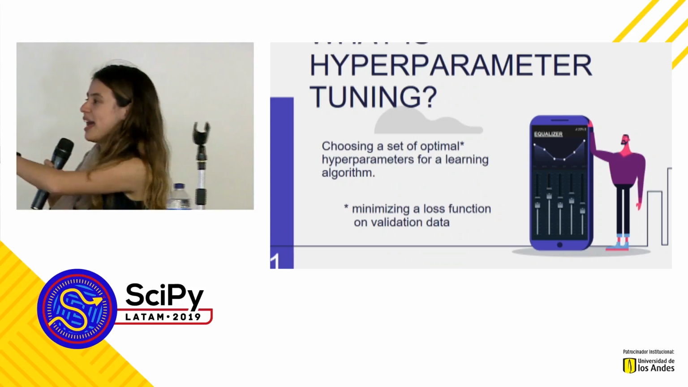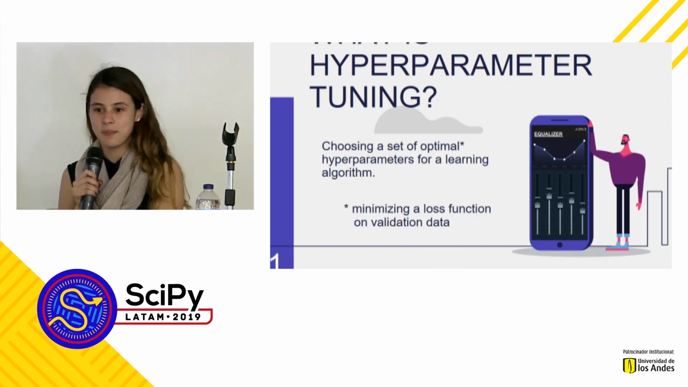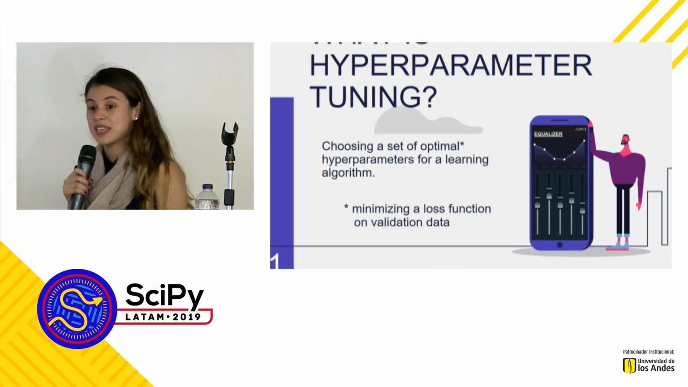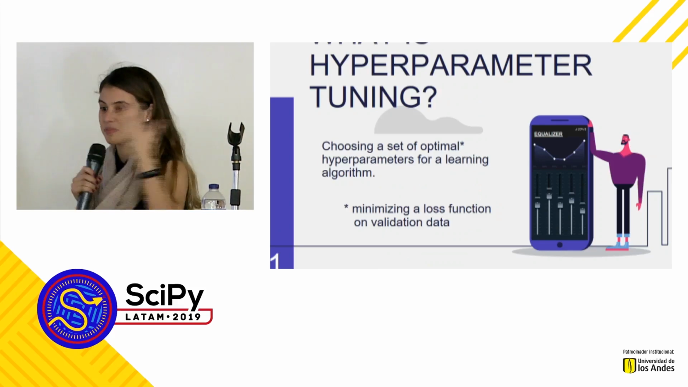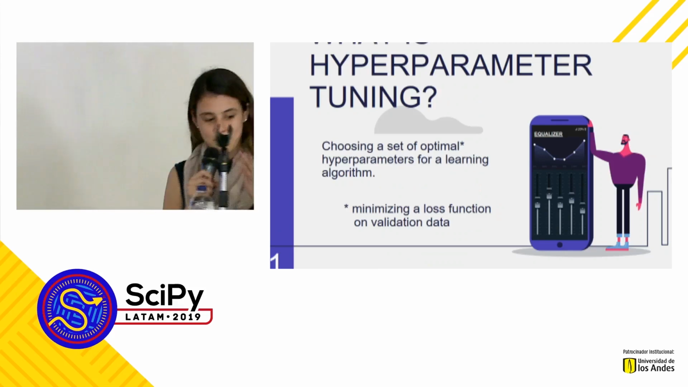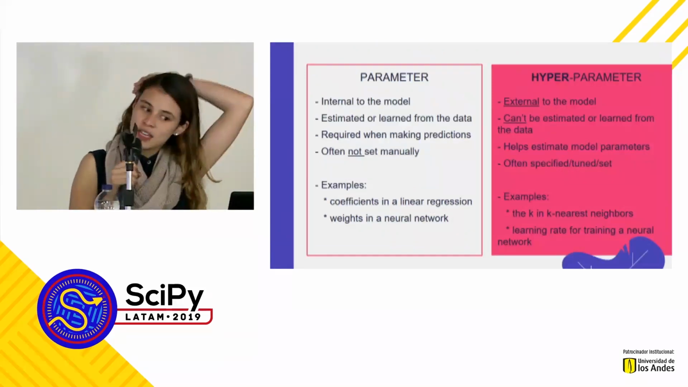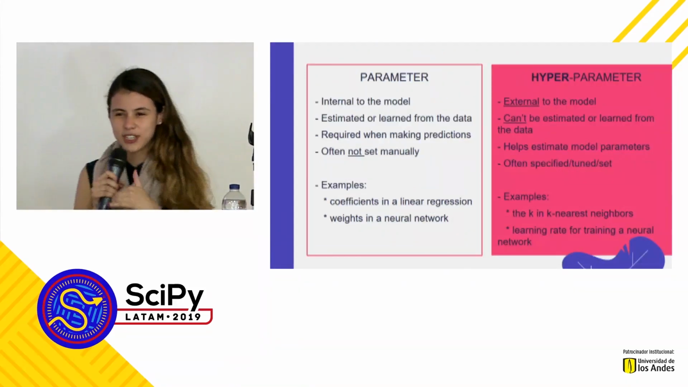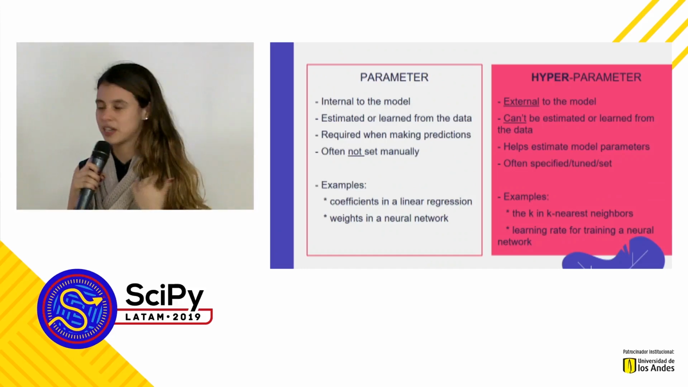When I say optimal, I mean that I want to minimize something, something like a loss function, so maybe minimize the error or maximize some expected result, something like that. So why does this word hyper come into place? Like, what's the difference between a parameter and a hyperparameter?